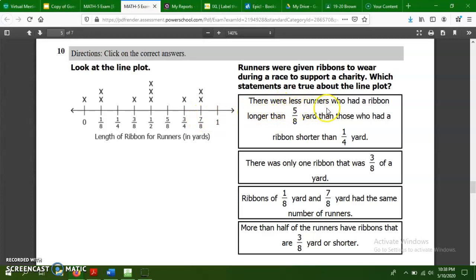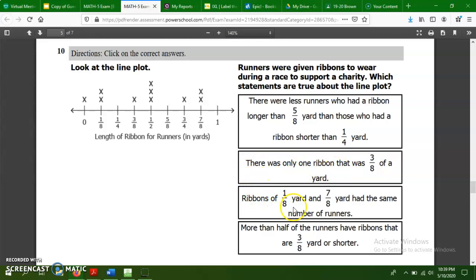So there were less runners who had a ribbon longer than 5/8 yard than those who had a ribbon shorter than 1/4 yard. So I need to know how many people had a ribbon longer than 5/8. So I'd go to my 5/8, and I would see that there are 1, 2, 3 people. For shorter than 1/4, I would go down to my 1/4 and go shorter. There's 3 people. Well, that means 3 and 3 is the same, so there is not less runners. So that's not true. There was only one ribbon that was 3/8 of a yard. So if I go check my 3/8, that is true. So this would be one of my correct answers right here.